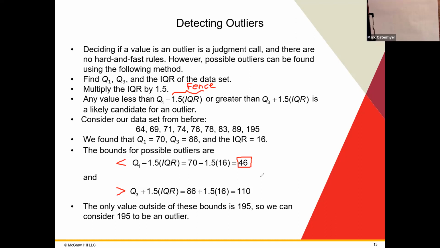So, are there any outliers in this data set? Do we have any data observations less than 46? No. Do we have any observations greater than 110? Yes. 195 would be an outlier in this data set. Everybody see that there? 195 is an outlier.